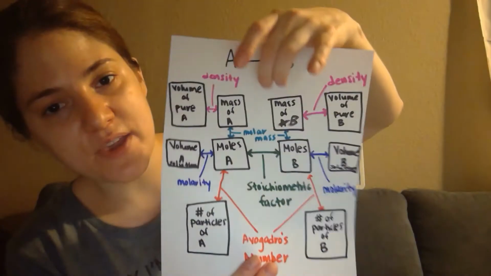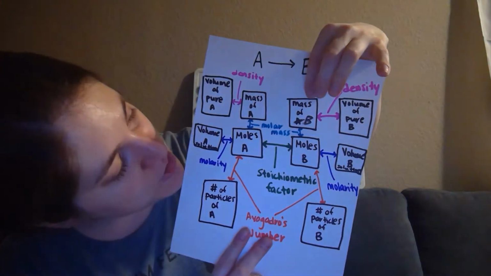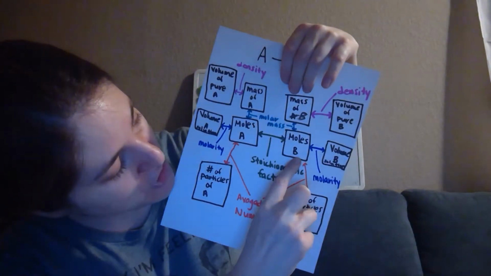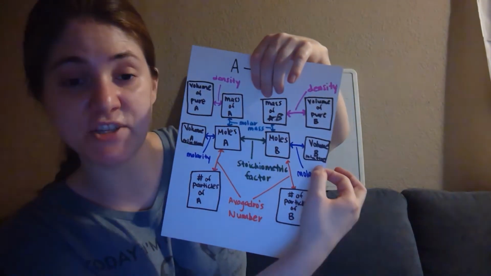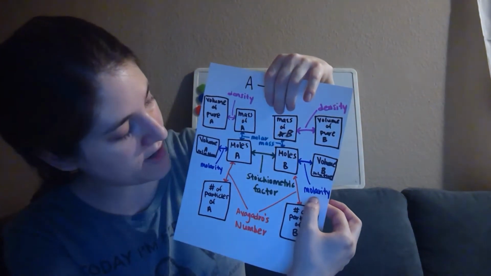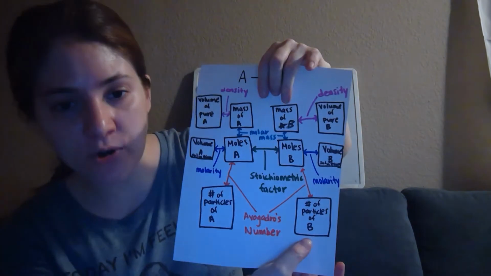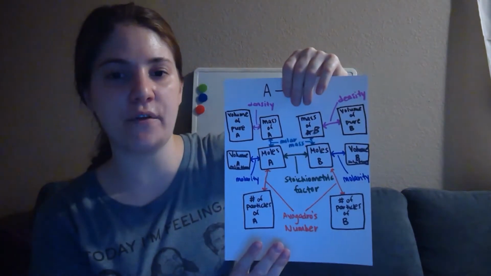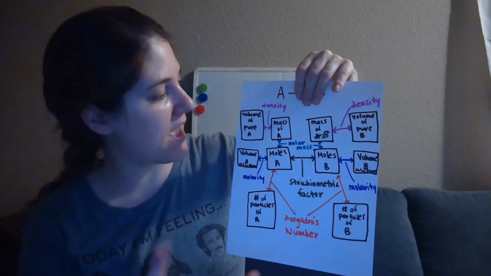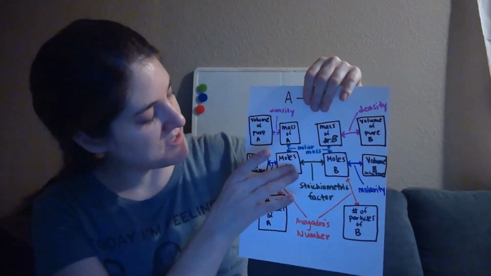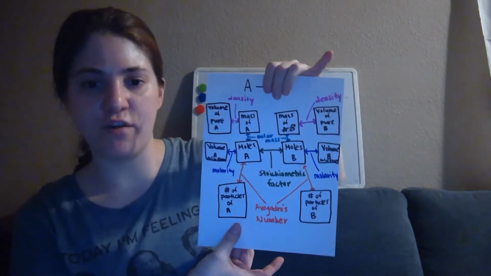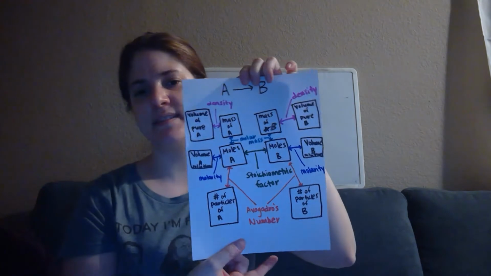From moles of B, you can get to mass of B. You can then get to the volume of B using the density. From moles of B, you can get to the volume of B in a solution using the molarity. You could also get to the number of particles of B using Avogadro's number, and you can do the exact same thing for all of A's values: mass of A to volume of A, moles of A to volume of A in solution, or from A to the number of particles of A. Again, this is in their book, but it's pretty nifty.